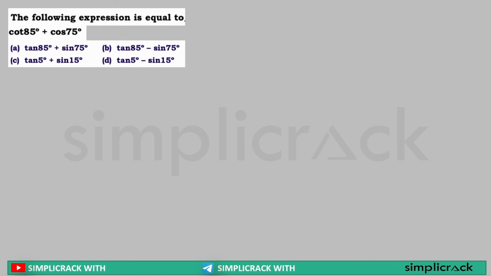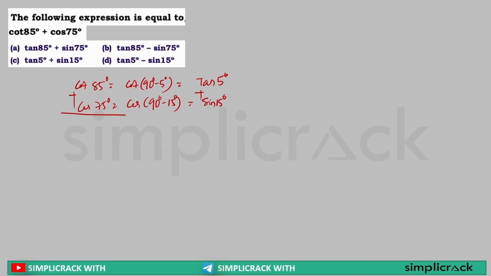Sir, here it is saying cot 85 degree plus cos 75 degree. What we know? Cot 85 degree can also be written as cot 90 degree minus 5 degree. Yes or no? Cot 90 degree minus theta is equal to tan theta. Cos 75 degree can also be written as cos 90 degree minus 15 degree, because 90 minus 15 is 75. So cos 90 degree minus theta is equal to sine 15 degree. So the answer is tan 5 degree plus sine 15 degree. That is equal to option C.